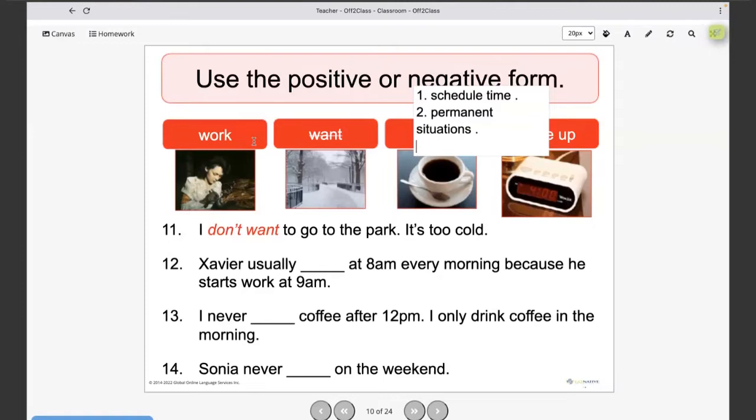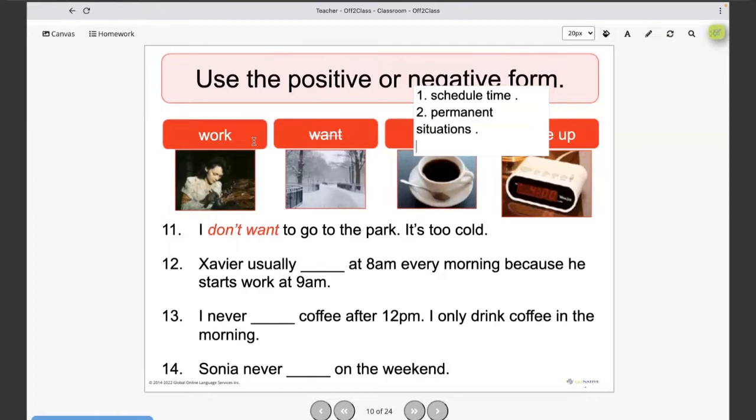And if I want to say where exactly I work, I say I work at this company, I work at the school, and so on. So I don't say I'm working, because I'm working means temporary. I say I work, أنا أعمل.